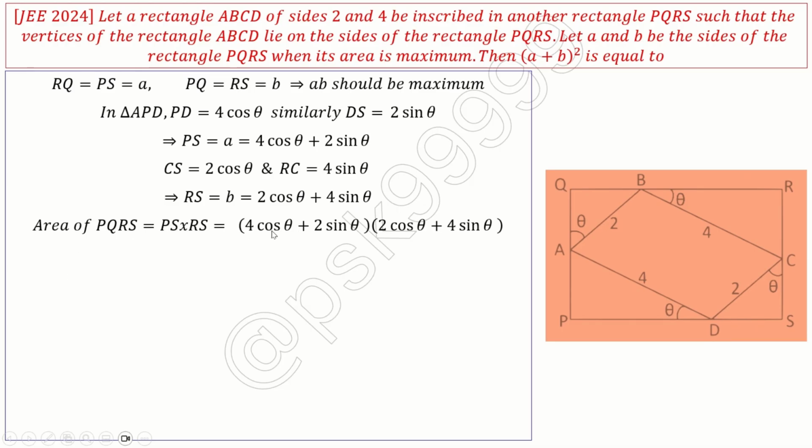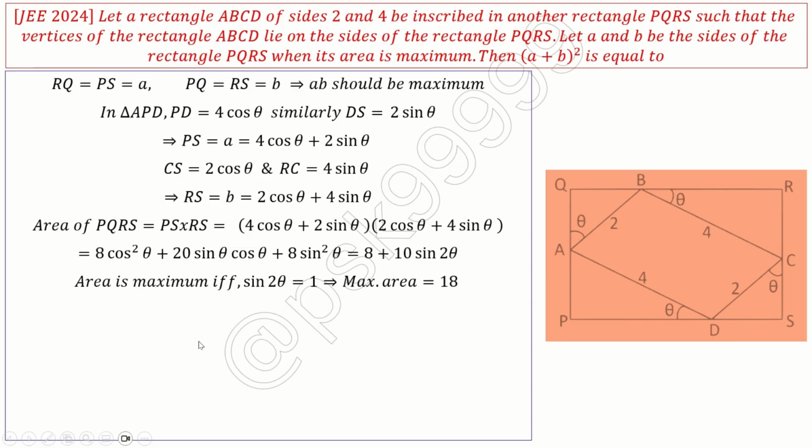Now the area of PQRS is nothing but the product of these two. If I expand, it becomes 8 cos square theta plus 20 sin theta cos theta plus 8 sin square theta, which is nothing but 8 plus 10 times 2 sin theta cos theta, which is equal to sin 2 theta. So 10 sin 2 theta. Now I could apply differentiation and find the maximum value, but you don't actually require it. This is a very simple expression, 8 plus 10 sin 2 theta.